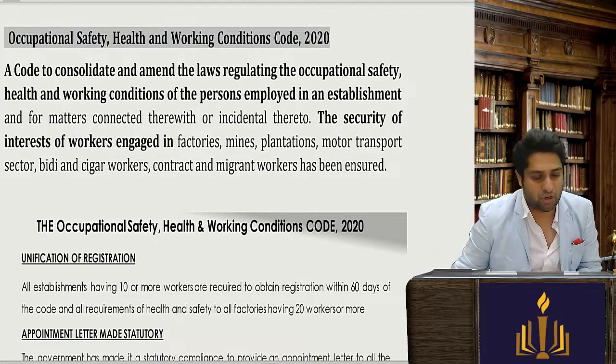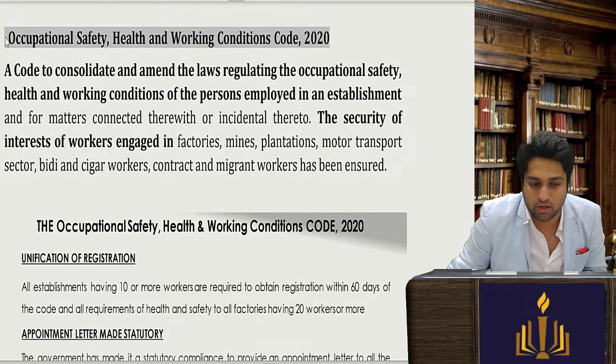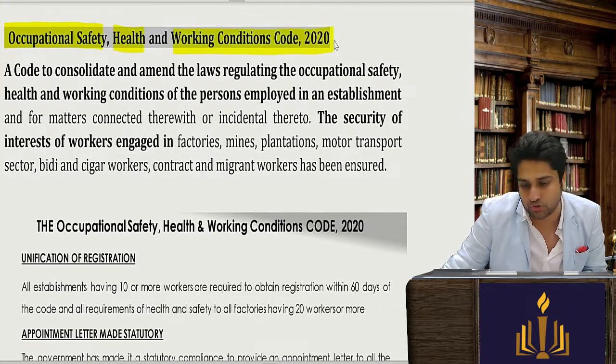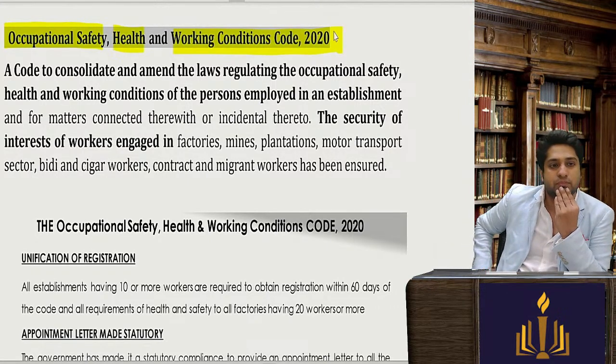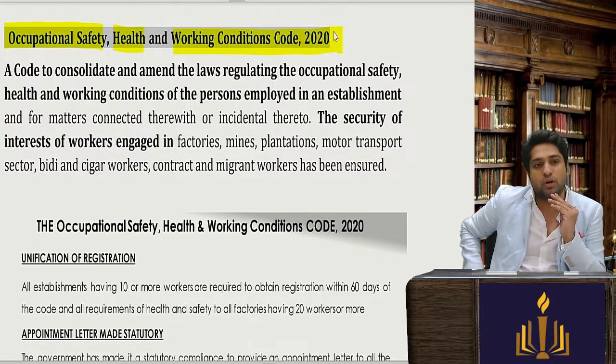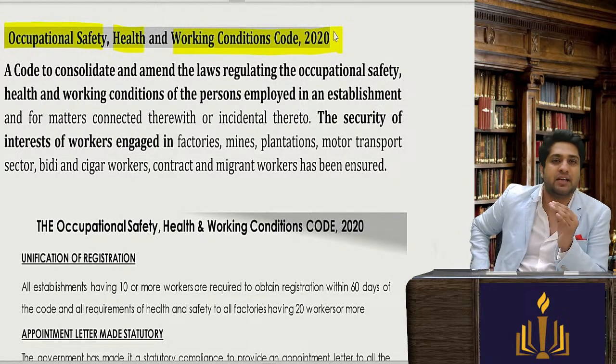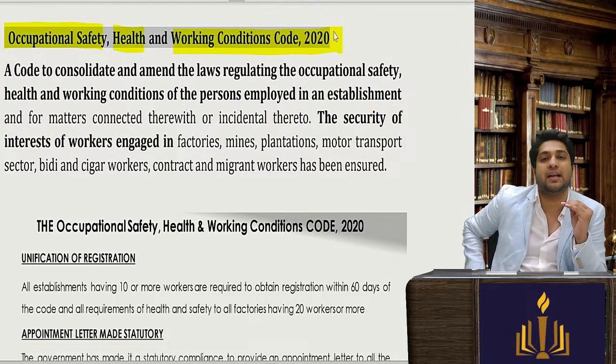Now we'll see your next labor code, which is the Occupational Safety, Health and Working Conditions Code 2020. So this is the next labor code. From the name itself, what do you think this labor code will intend to do?